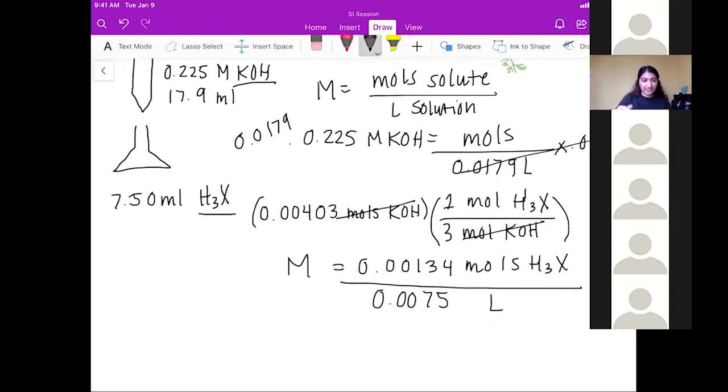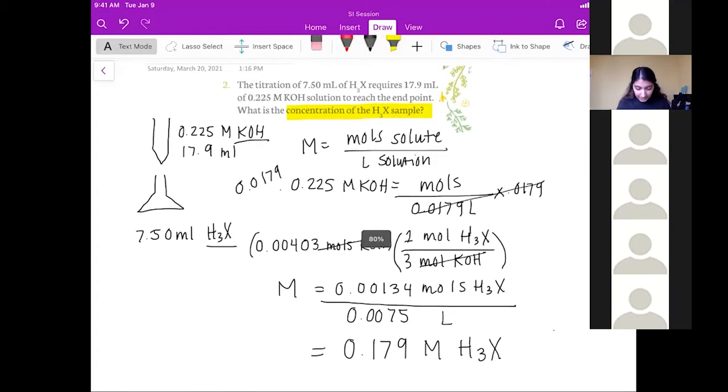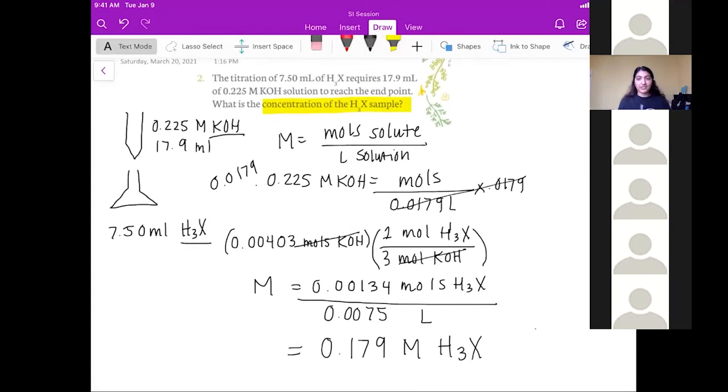Did anyone solve this on their calculator yet? 0.179. So our final answer would be 0.179 molar H3X. Okay, so that's the completed problem.